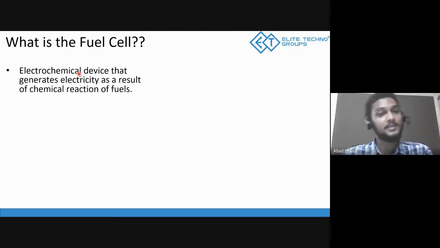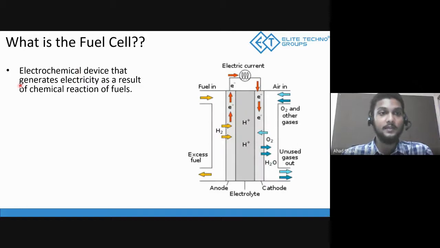So what a fuel cell is, it's an electrochemical device that generates electricity as a result of a chemical reaction of fuels. So the fuel we have to feed inside a specific structure of a fuel cell, and once we put the fuel in, it reacts. There is a reaction among the fuels, which results in electricity generation. So that's the basic fundamental of a fuel cell.